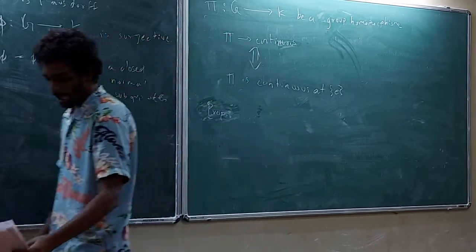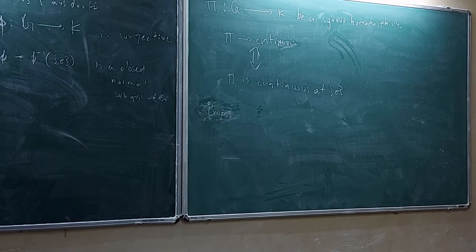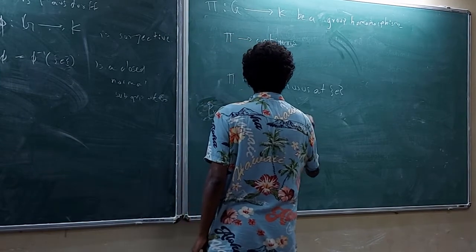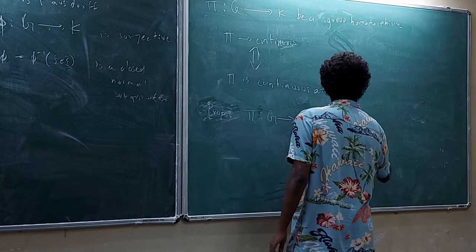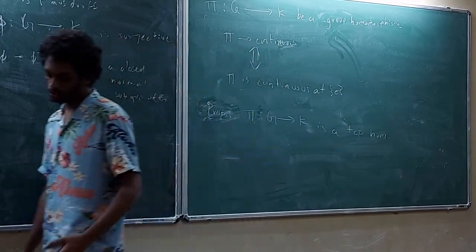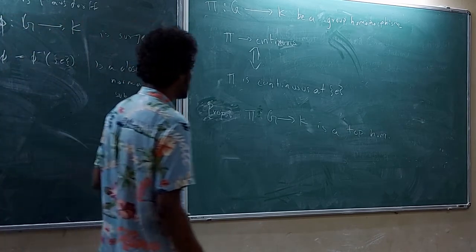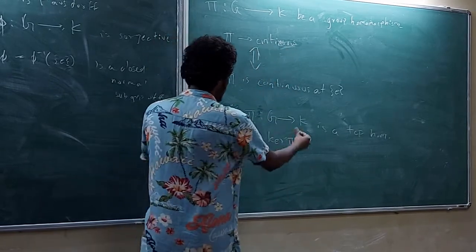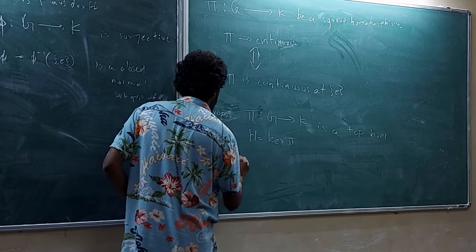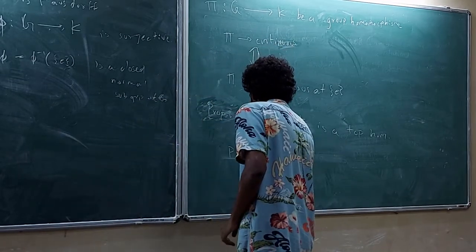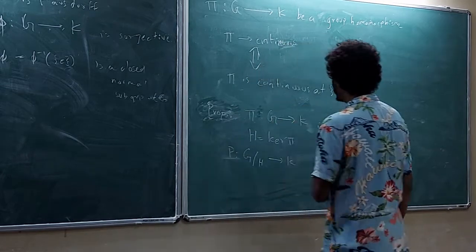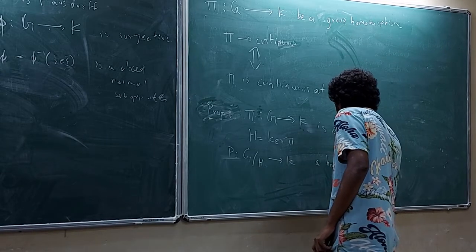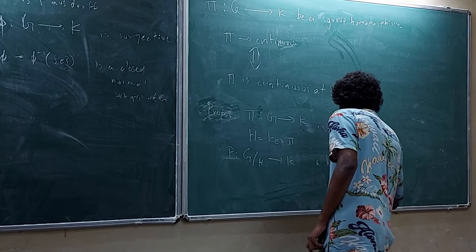So yeah, if pi from G to K is a topological homomorphism, then what actually happens is that we can consider H to be the kernel of pi, and we actually have that this natural quotient P, let's say, I shouldn't have used pi here, P from G by H to K, and I am assuming that K is Hausdorff over here, is in fact a topological homomorphism.